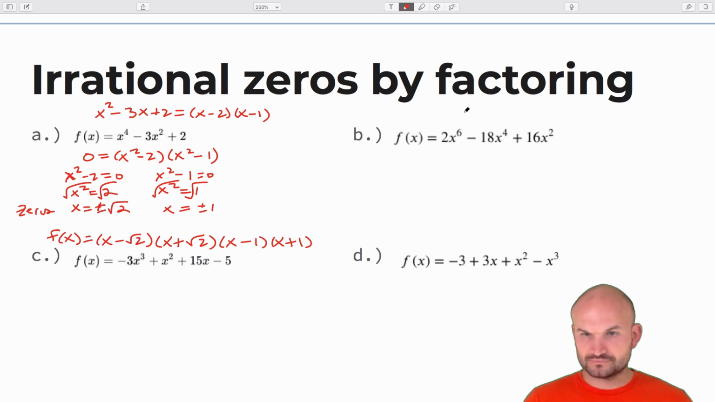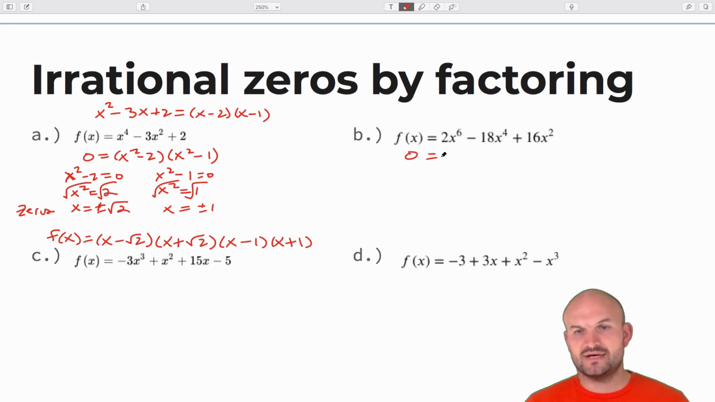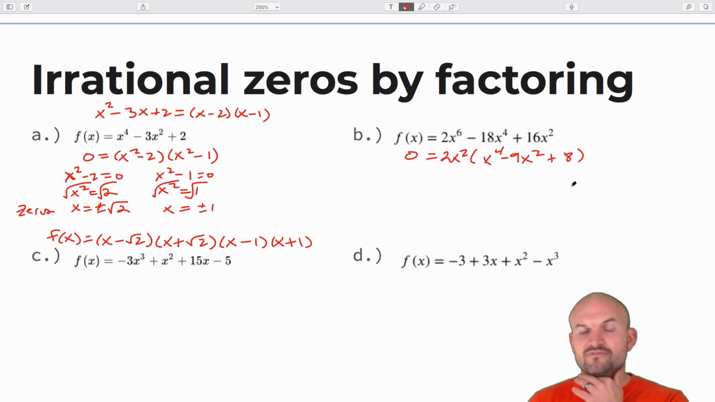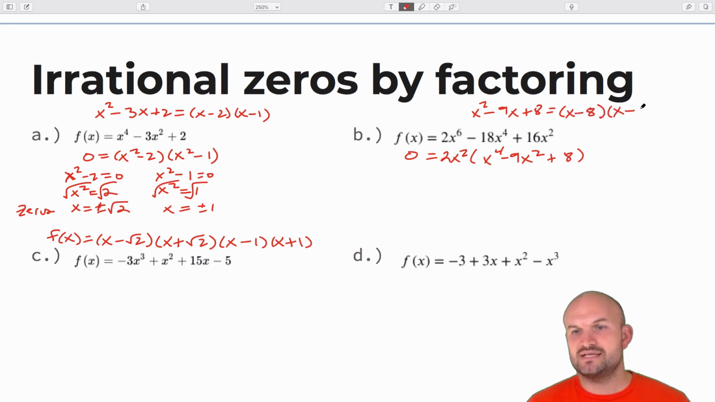All right, so let's go ahead and do another one here. In this example, I'm going to set it equal to 0 now. I notice that I have a 2x squared that's in common, so I'm going to factor out 2x squared. That's going to leave me with x to the fourth minus 9x squared plus 8. And again, we want to figure out how we can factor that. If I just did this as x squared minus 9x plus 8, I would recognize that that's factorable to x minus 8 times x minus 1.